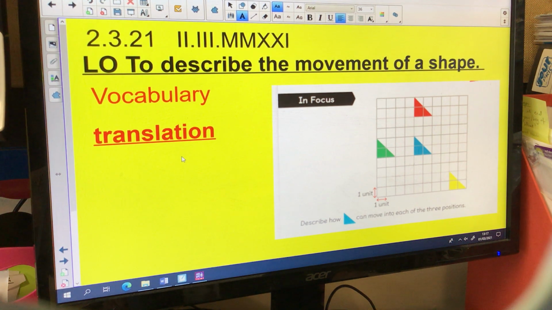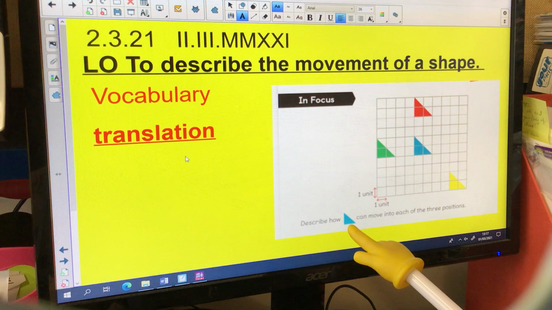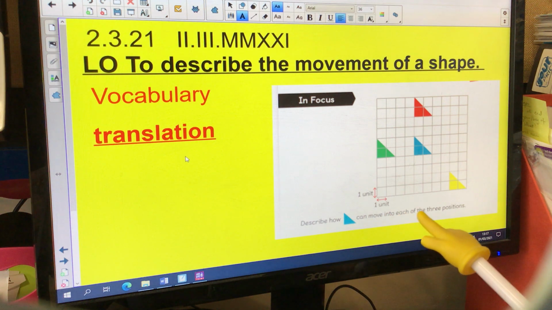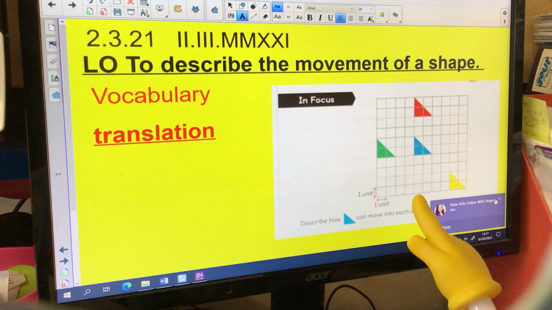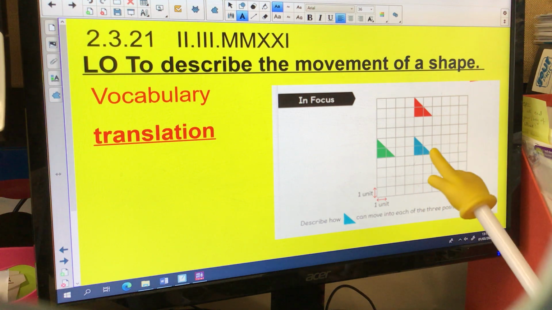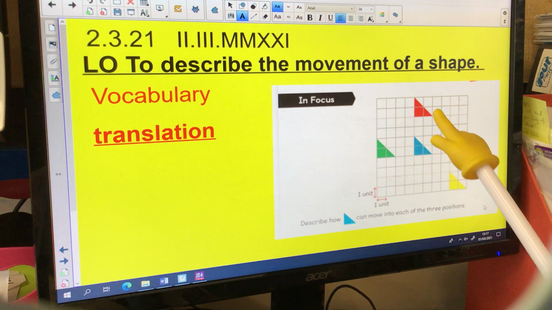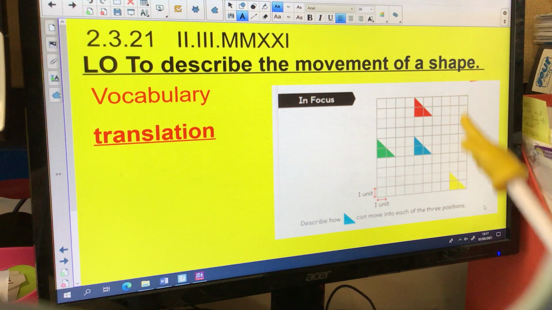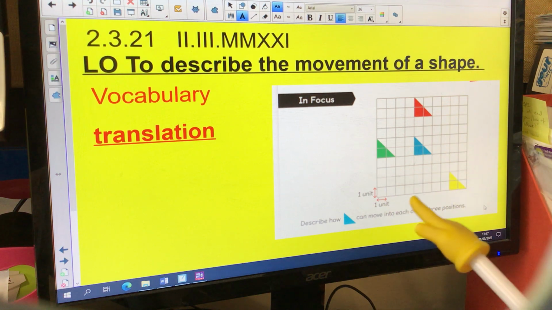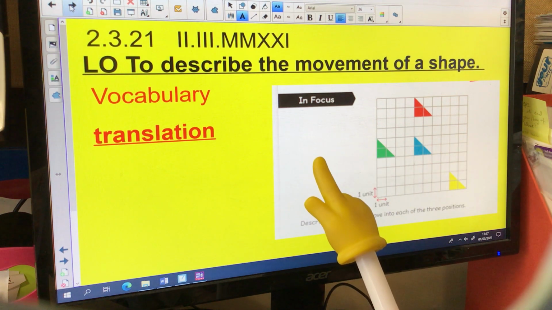Okay, let's look at our in focus task. Our in focus task says describe how the blue triangle can move into each of these three positions. Okay, so we've got the blue triangle here. We need to describe how it's gone to here, how it's gone to here, and how it's gone to here. And we can't just say it's gone up, it's gone down, it's gone there, it's gone there. We've got to be quite precise and we've got to use mathematical terminology.